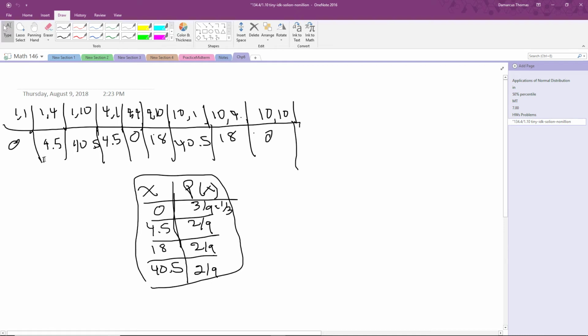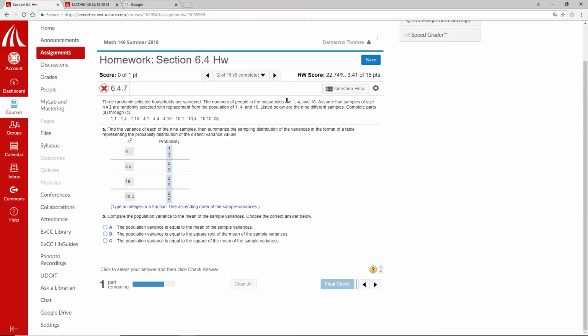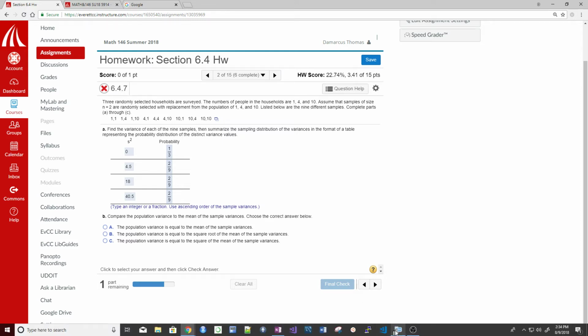So 4.5 is 9, 18 is 36, plus 9 is 45, and then 40 is 81. Well, 45 and 81 is like 126, divided by 9, and we're getting like 18 or 19, some number. Is that the same as if we did the variance of 1, 4, and 10?